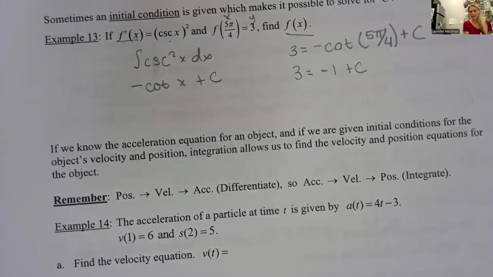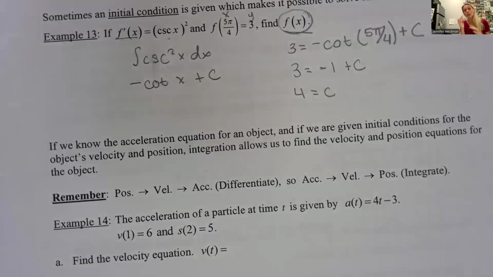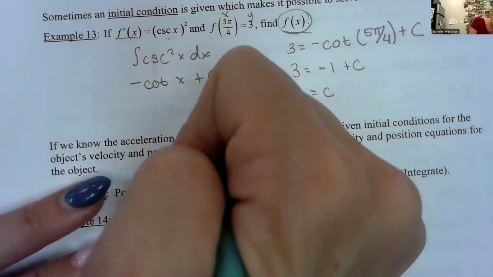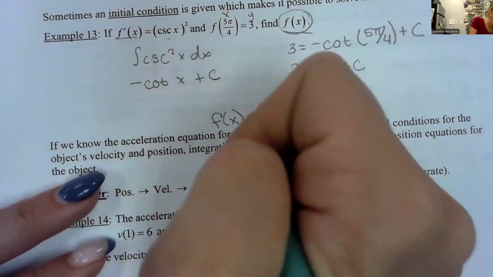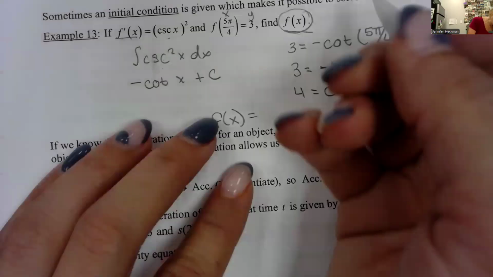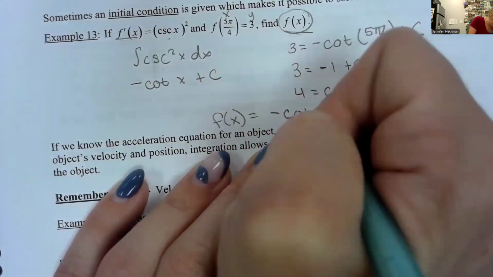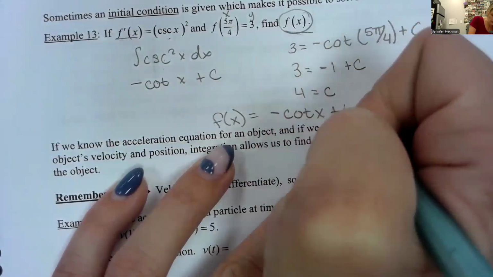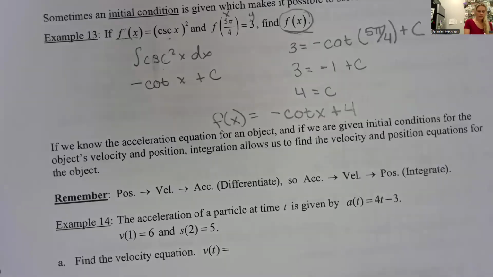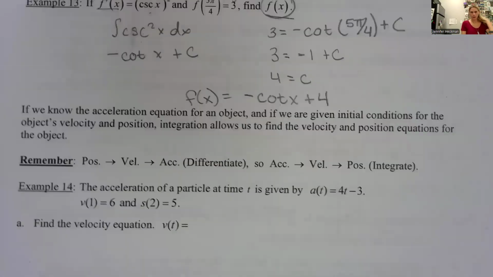Now we're going to solve. How do you get c by itself? We get 4 equals c. Now again, it was asking us to find the function. So even though I just found c right now, I'm not done. I still need to express the true function to satisfy what we need, which is negative cotangent x. Now instead of plus c, we just solved for it. It's going to be plus 4. Awesome.